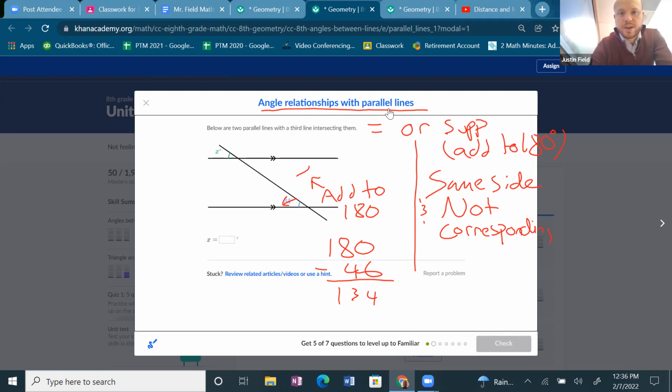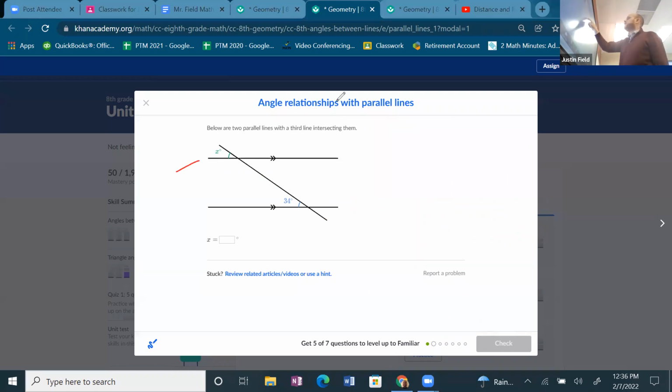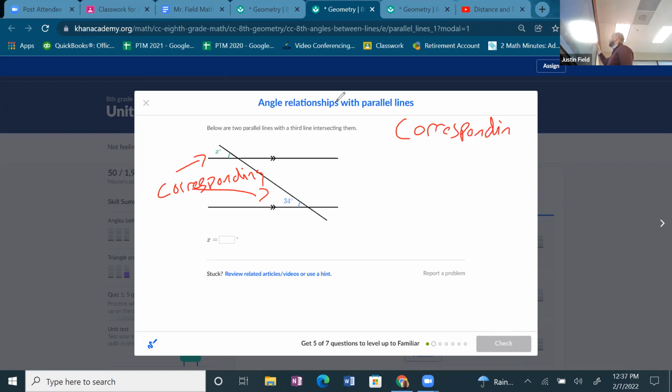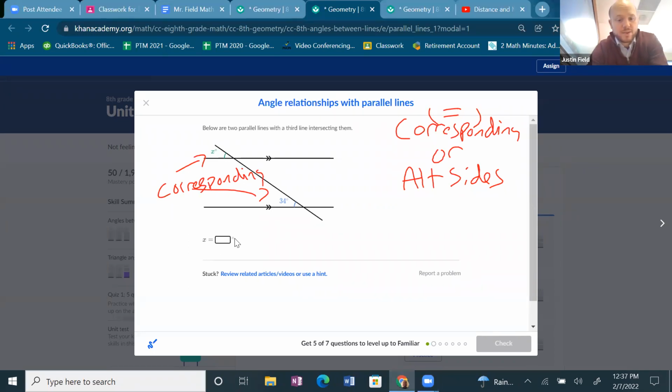Now here, they're on the same side again, but I wonder if you can see that they are corresponding. They're in the same corner. So whenever they're corresponding, they're equal, or if they're on alternate sides, one in the interior or both in the exterior, they're equal. So you should have that. No math to do. It's just done.